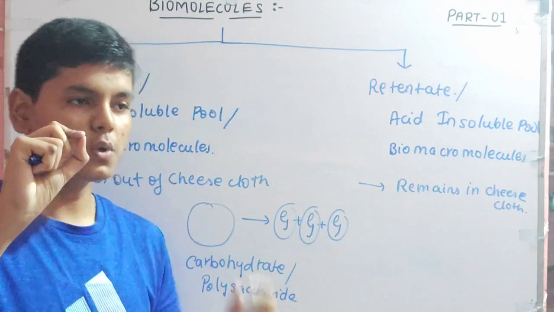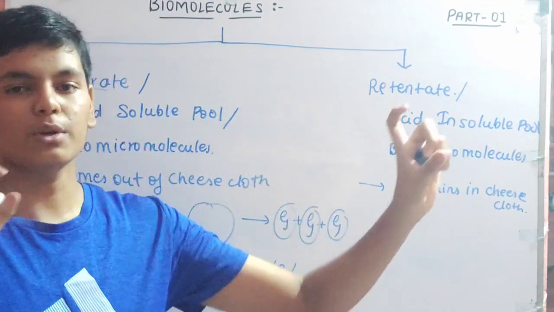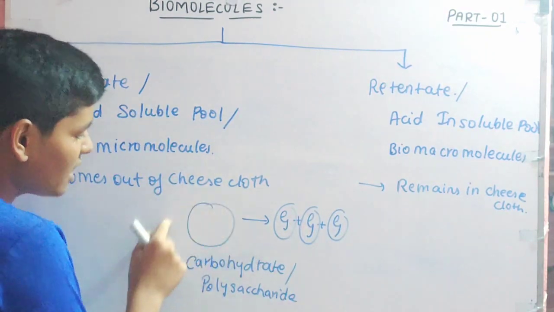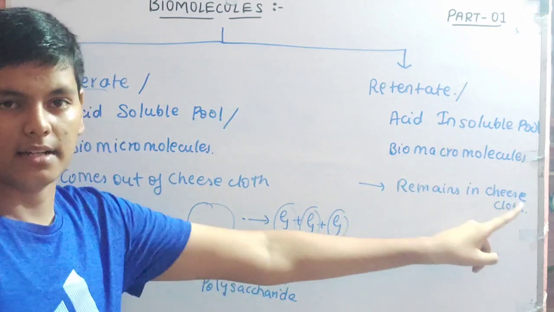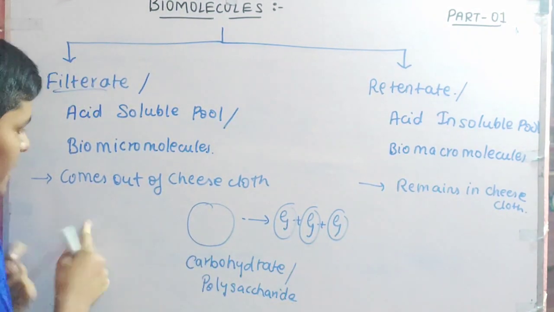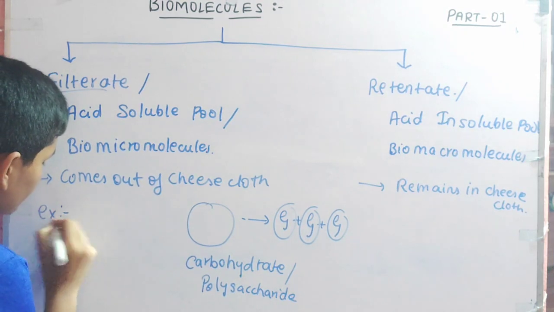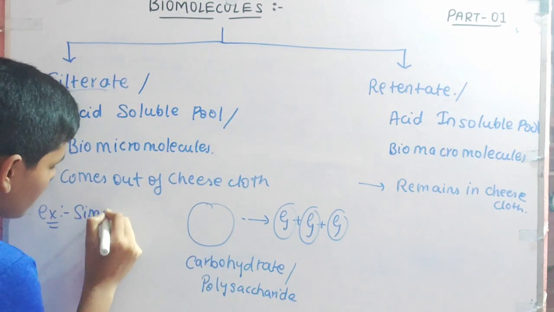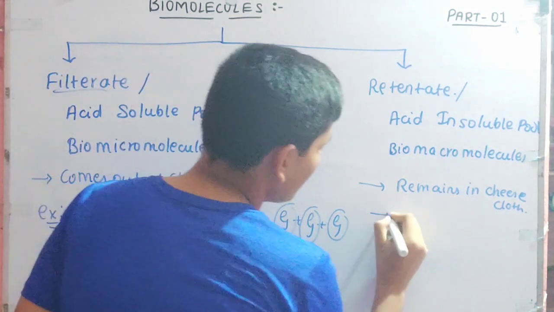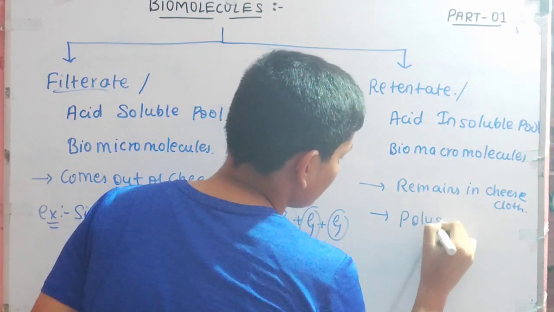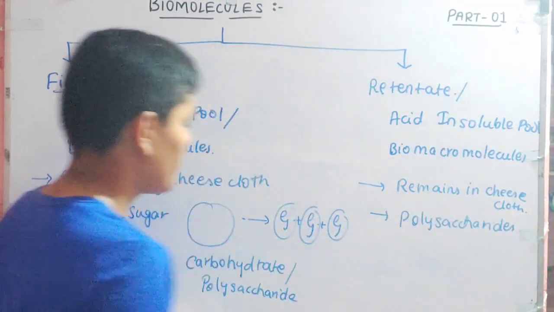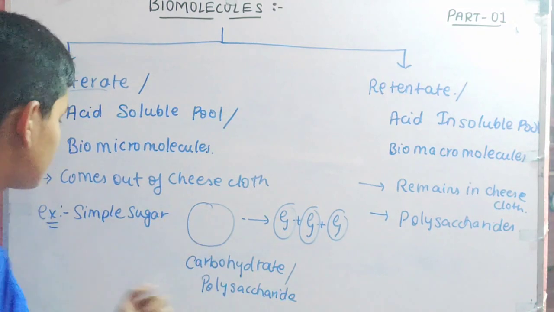So here we have one glucose, another glucose, so there are n number of glucose which combine to form one sugar. So over here, this total carbohydrate is a retentate because it is big, and glucose, that is simple sugar, will come under the filtrate. So here the example is simple sugar, and over here we will have polysaccharides. Okay, this was about simple sugar.